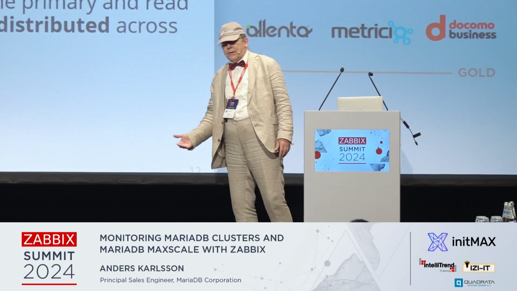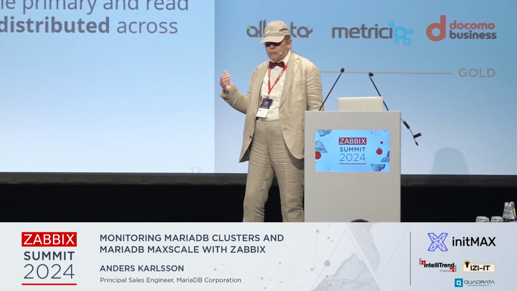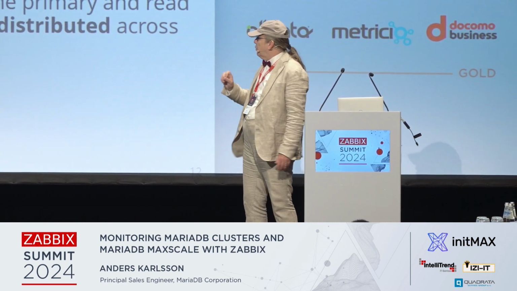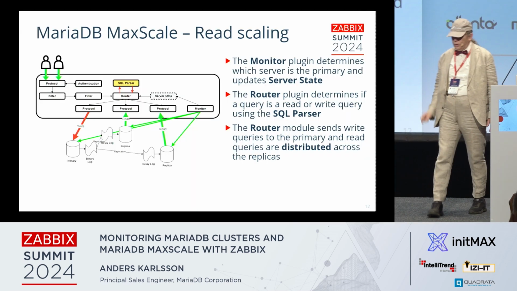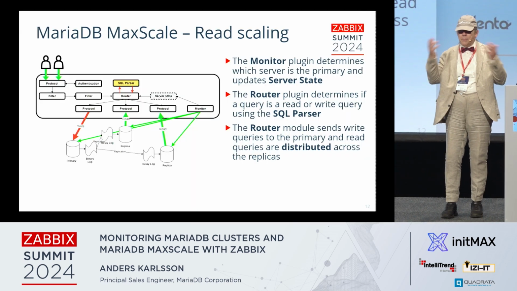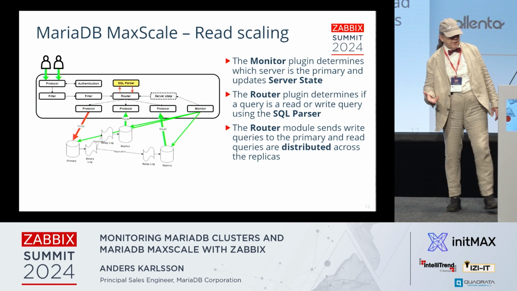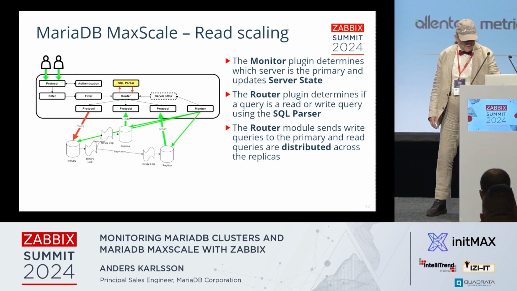It does this routing based on information about the server that's collected by the monitor, which puts the service state in a global in-memory structure for the router to read. So that's how we do read scaling.